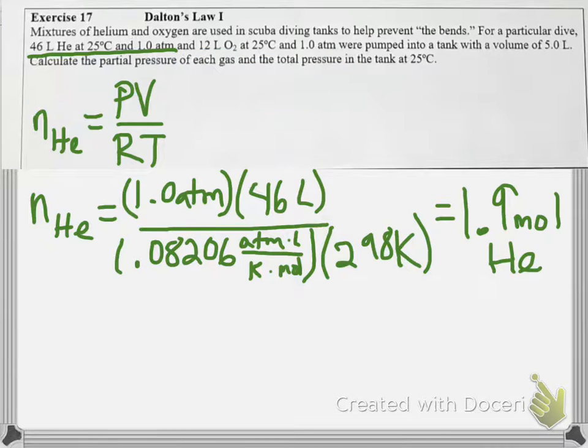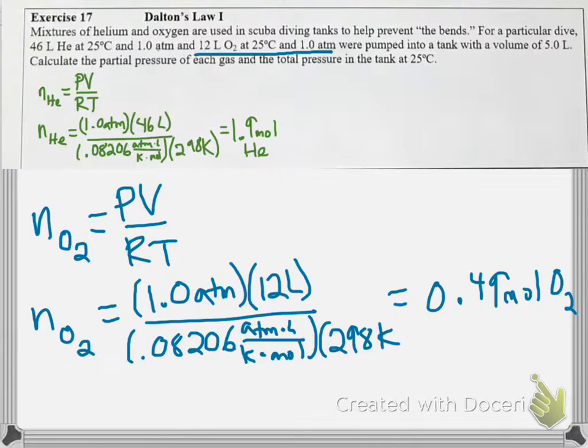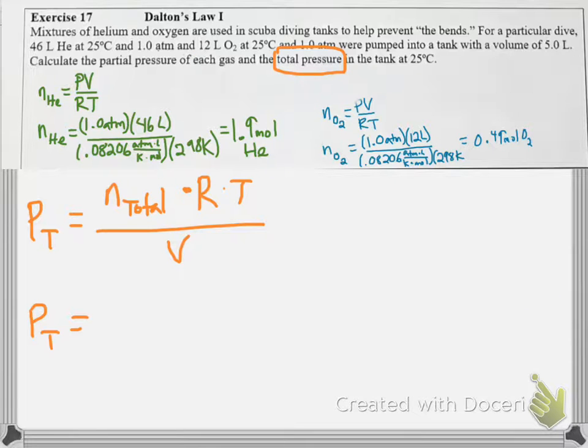So here I've plugged in all of my numbers just in regards to helium to calculate my moles of helium. And now I've done the same thing for oxygen. I've calculated my moles of oxygen. So now I'm going to solve for the total pressure in the tank first. Again, I can use the ideal gas law, but I need to use my total number of moles. So I'm going to add those moles together, and then my R is a constant. I'm told the temperature, and I'm told the volume. So go ahead and calculate your total pressure.